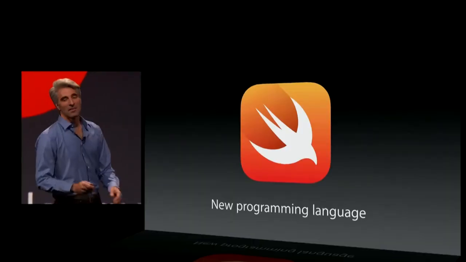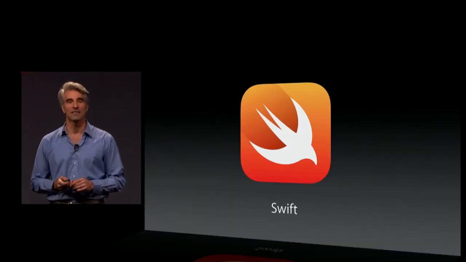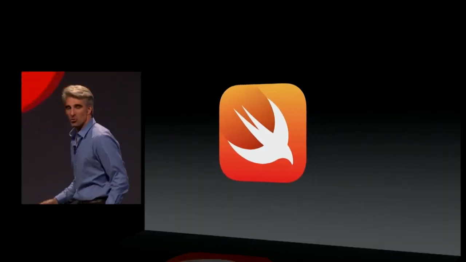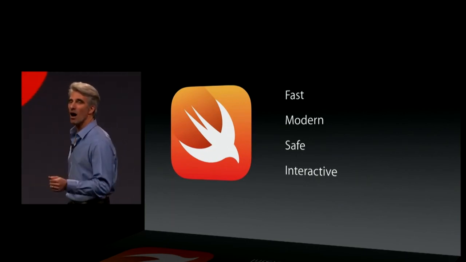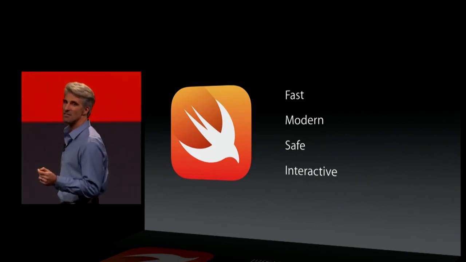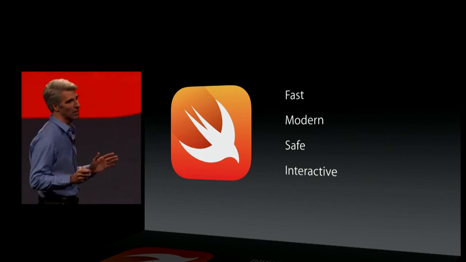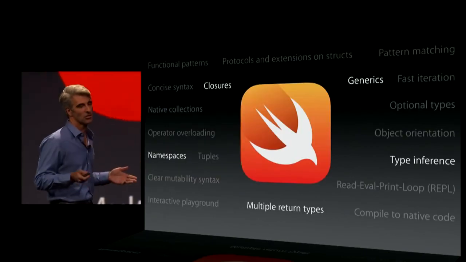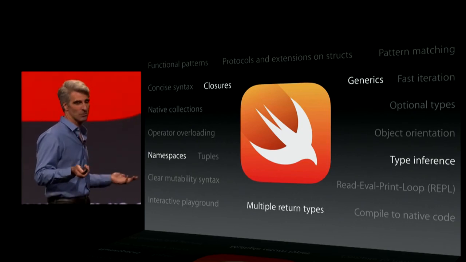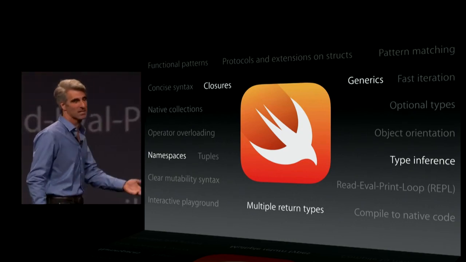We have a new programming language. The language is called Swift, and it totally rules. Swift is fast, it is modern, it is designed for safety, and it enables a level of interactivity and development that you've never seen on the platform. With features like closures, generics, type inference, multiple return types, and namespaces.